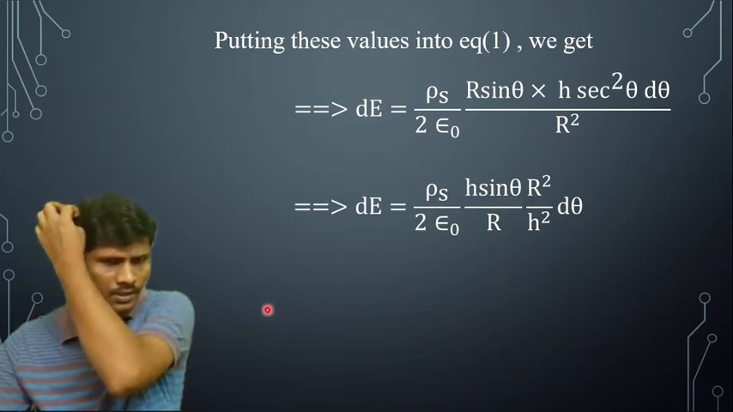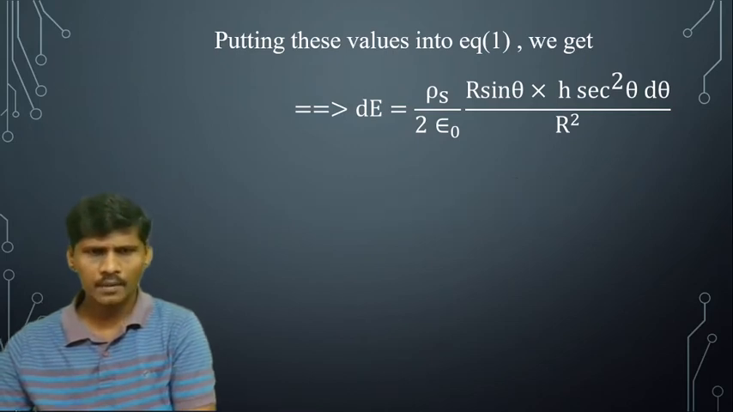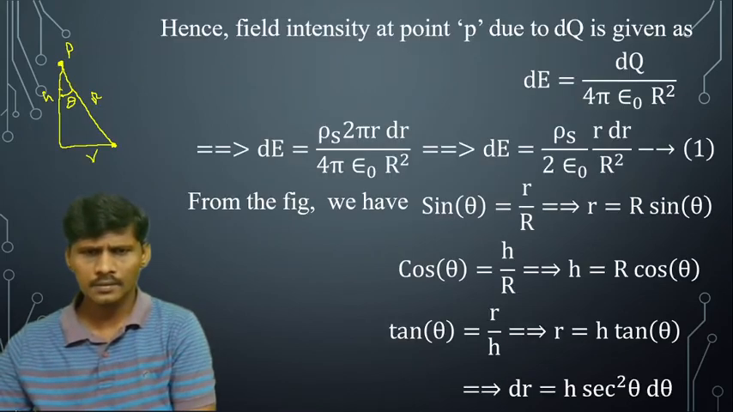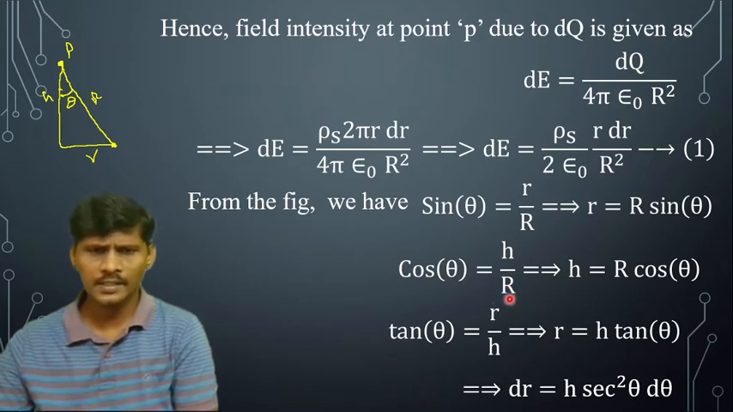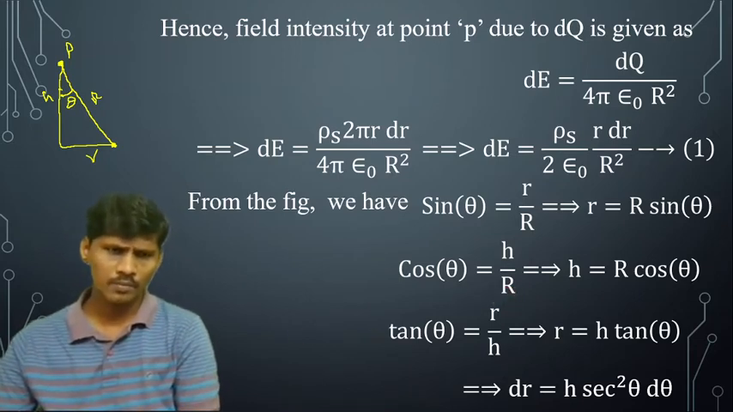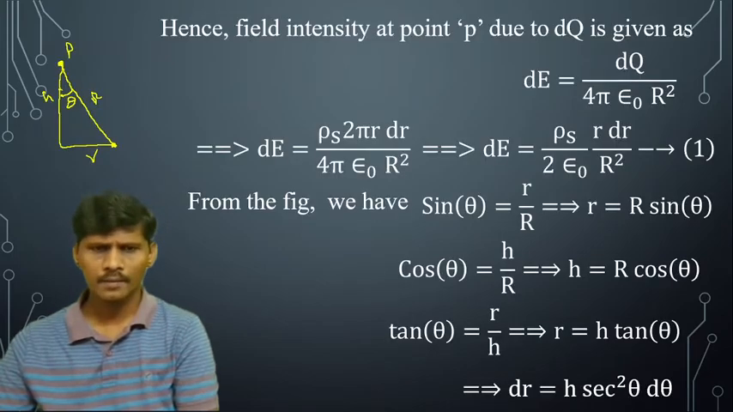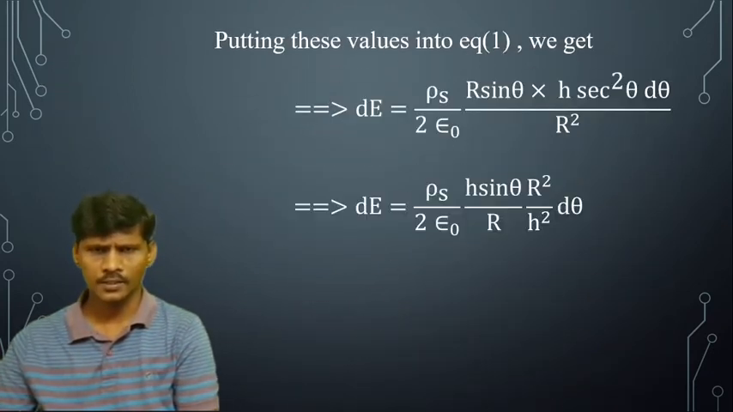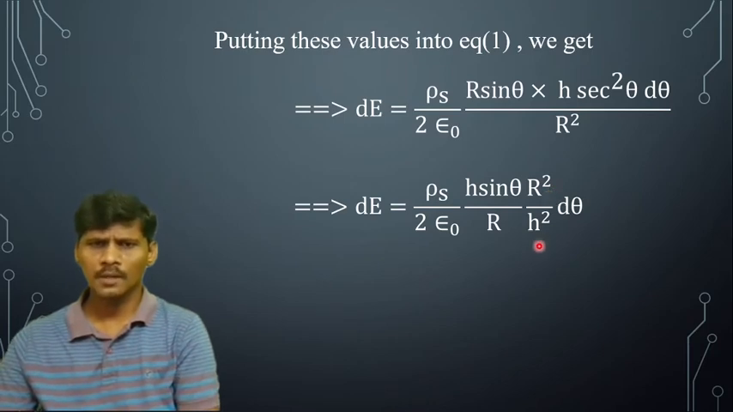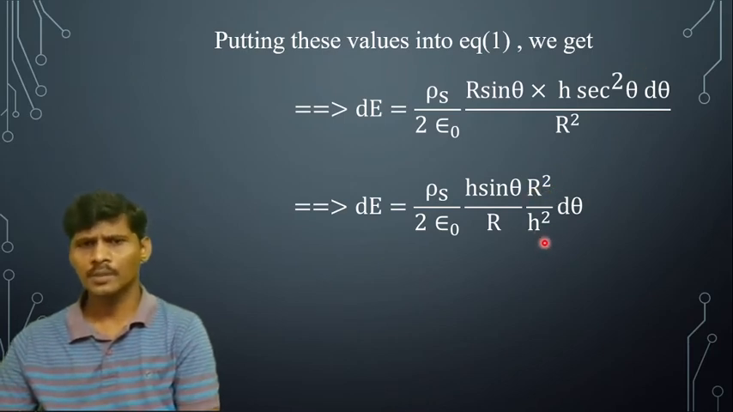From the figure, what is the secant theta? Cos theta is h by capital R, and secant theta is capital R by h. Substitute the secant theta value here. What is the secant value? Capital R by h. Secant theta is equal to capital R by h. Secant squared theta is capital R by h whole squared.